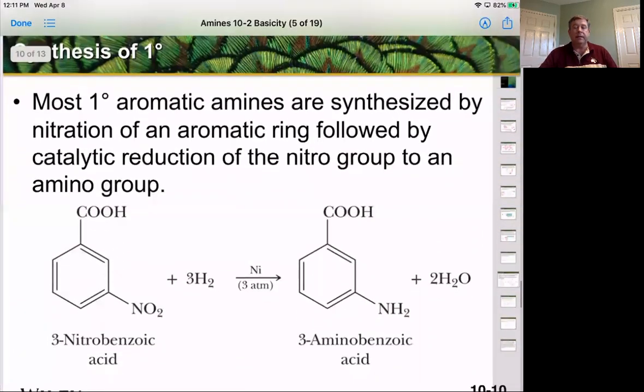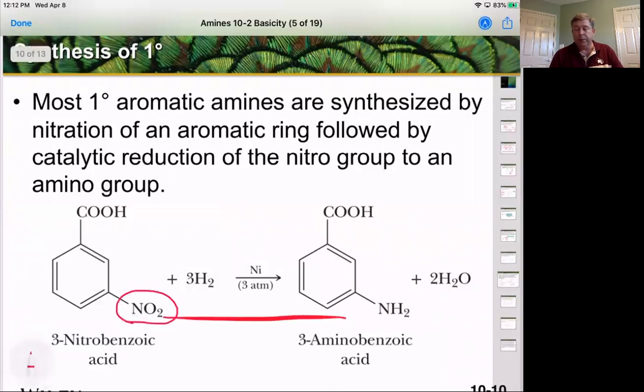So how do we synthesize primary amines? The most common way to synthesize primary amines on an aromatic ring is to actually nitrate the ring and then reduce down that nitro group to an amine group, okay? And this makes a single primary amine because you started with a nitro group and then we're adding hydrogens where the nitros were and regaining our lone pair.